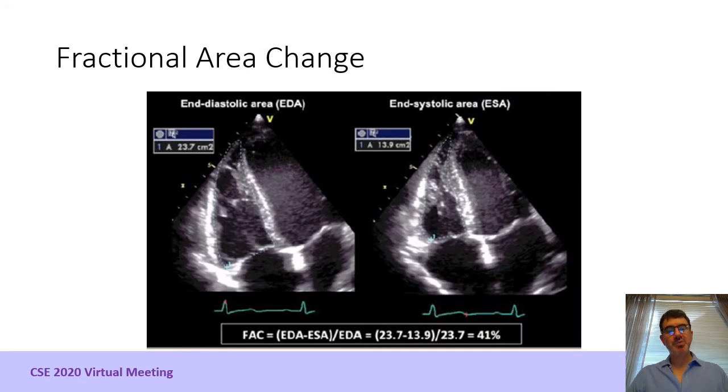Fractional area change is somewhat more global, but it also ignores the right ventricular outflow tract and some of the other segments. It's measured by tracing the RV end diastolic area and the end systolic area. So the percent fractional area change is end diastolic area minus end systolic area divided by end diastolic area. You have to be very careful to trace the compacted myocardium. In other words, you can see the dotted line is deep to the trabeculation of the right ventricle, and it really is hugging the compacted myocardium. The lower reference limit is 35%, and it has prognostic value, but one of the limitations relates to reproducibility because of the challenges of the trabeculations.